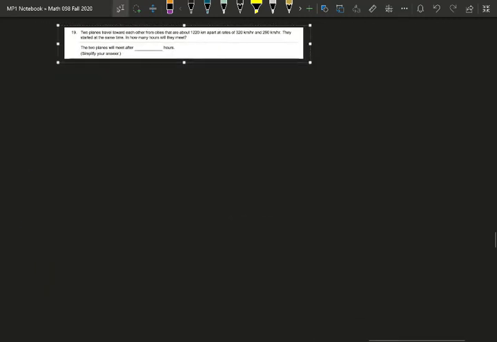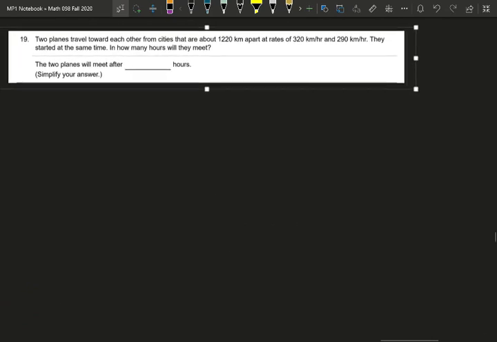Okay, right here. Two planes travel toward each other from cities that are 1,220 kilometers apart at rates of 320 kilometers per hour and 290 kilometers per hour. They start at the same time. How many hours will it take until they meet? Okay, no problem. Let's take a look here.